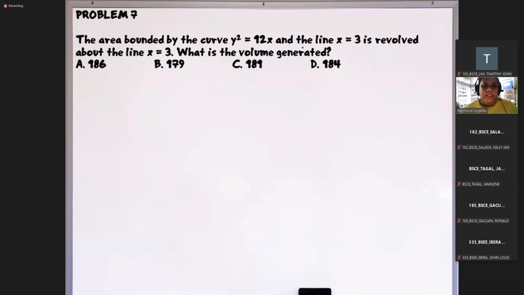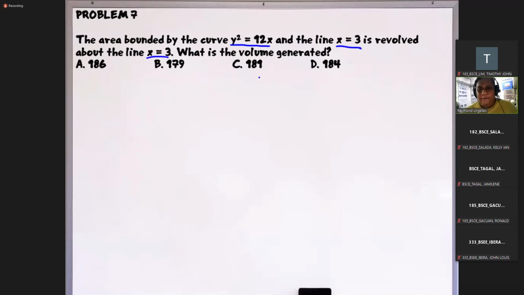Okay? So let's try to solve this one. The area bounded by the curve. So this is a parabola, and the line x is equal to 3. So x is equal to 3 is a vertical line, kasi x coordinate yung given. Then is revolved about the line x is equal to 3. Find the volume generated.